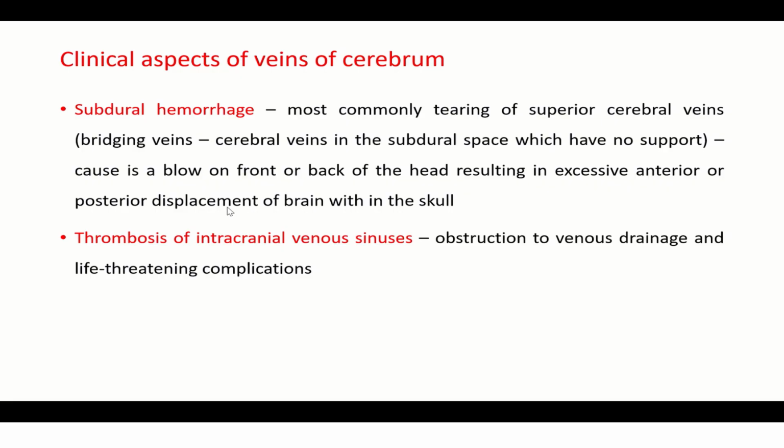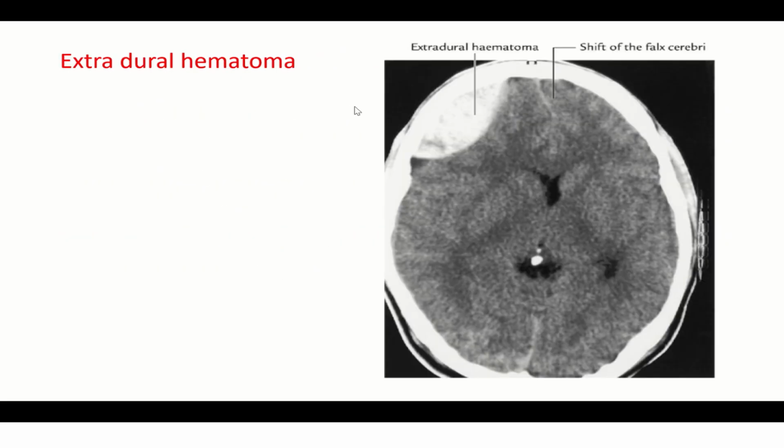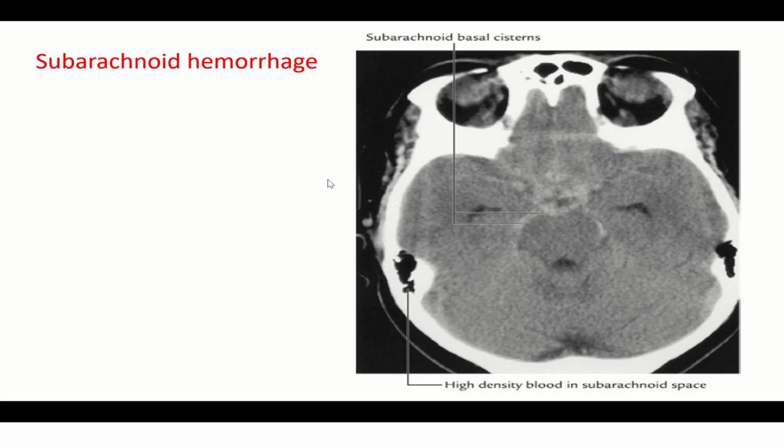There are other brain hemorrhages which are related more to the arteries. Now you can see this is an extradural hemorrhage, outside the dura. You can see the shift in the falx cerebri, because there is a space occupying lesion here. Here you can see there is bleeding in the subarachnoid space, a subarachnoid hemorrhage in the subarachnoid cistern.